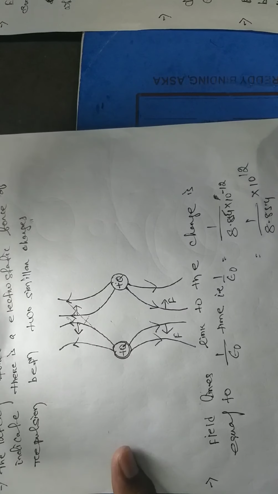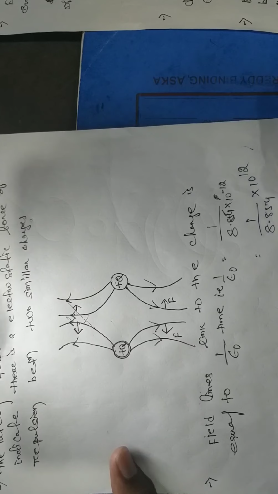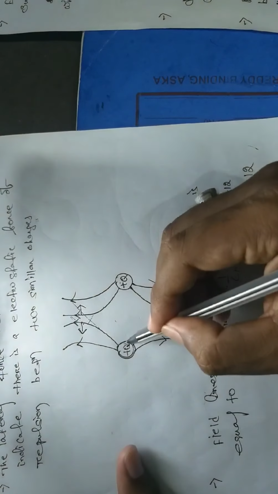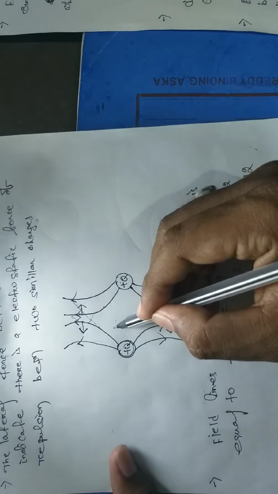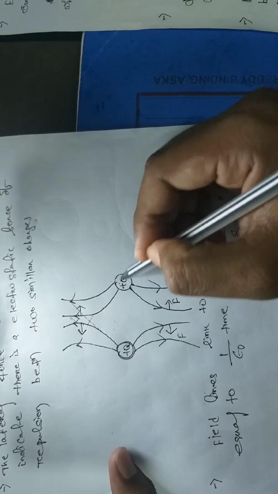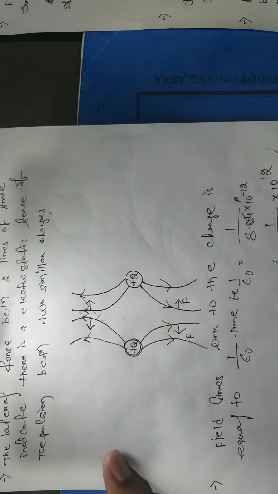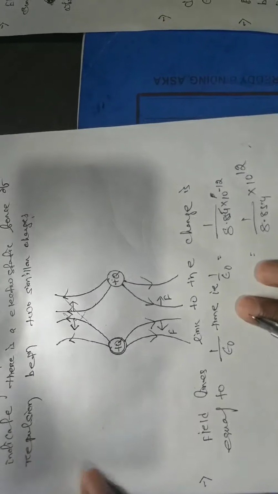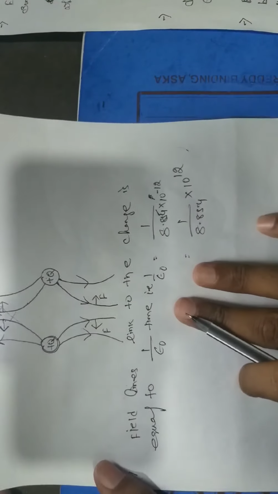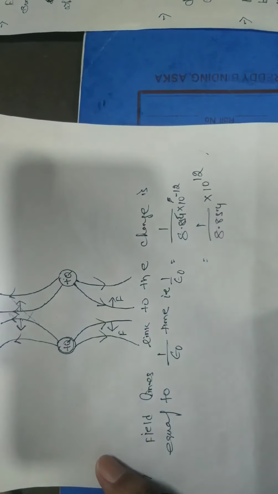This is the number of lines of force, a huge amount of lines of force originating from the positive charge and entering toward the negative charge. These are the huge lines of force. That is all about the overall concept of electric field lines and their characteristics.